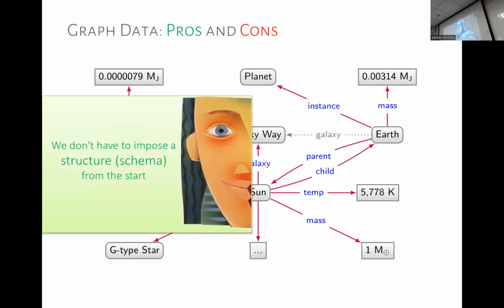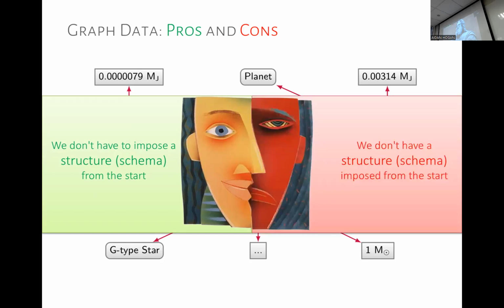So what about graph data, pros and cons? We don't have to impose a structure or schema from the start in the case of graph data, which is a nice pro. Anybody want to guess the con? Yeah, we don't have a structure imposed from the start. I don't want to say that graph data don't have a structure. Of course they do. Often graph data would be referred to as semi-structured because we don't necessarily have a schema like in a relational schema sense. Some people define relational databases as structured, and all the other formats like JSON and XML and graph data and so forth as semi-structured because they have a structure but no schema necessarily. So that's one definition.